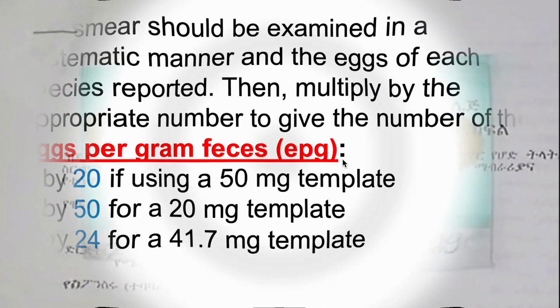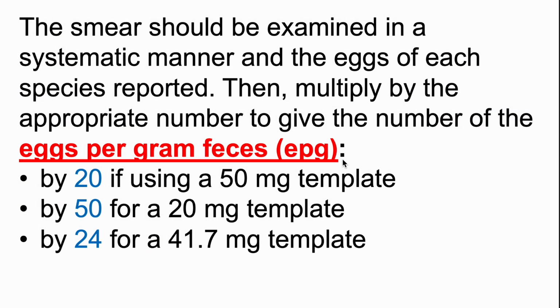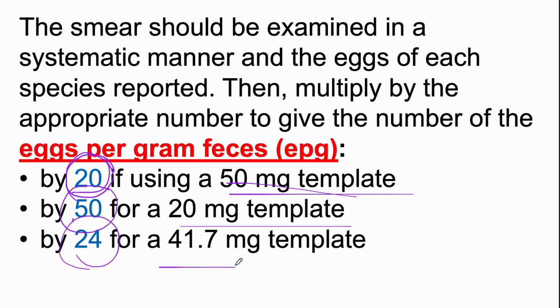And of course, as I have said, since this is quantitative, the smears should be examined in a systematic manner, and the eggs of each species reported. Then you have to multiply by the appropriate number to give the number of EPG, eggs per gram of stool. So you can use 20 for a 50 milligram template, 50 for a 20 milligram template, and 24 for a 41.7 milligram template.